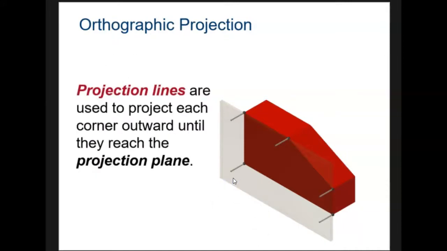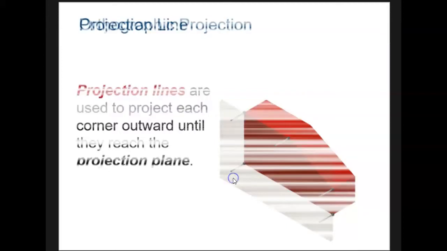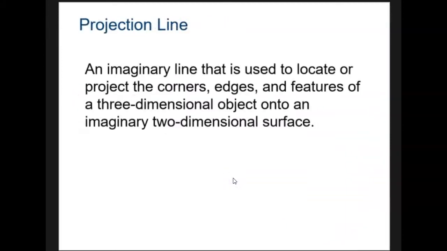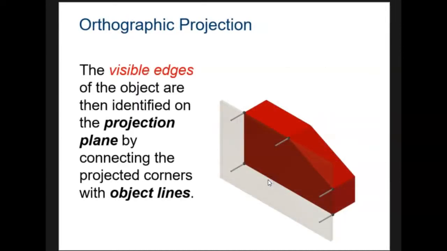Projection lines are used to project each corner outward until they reach the projection plane. A projection line is an imaginary line that is used to locate or project the corners, edges, and features of a three-dimensional object onto an imaginary two-dimensional surface. The visible edges of the object are then identified on the projection plane by connecting the projected corners with object lines. You would draw your object lines like shown.